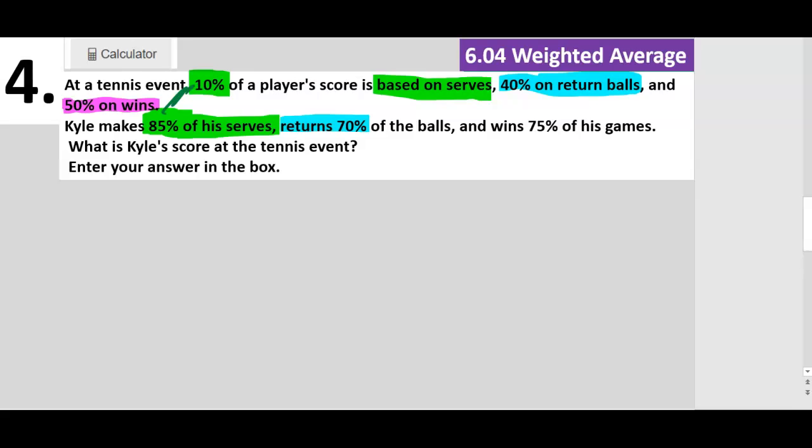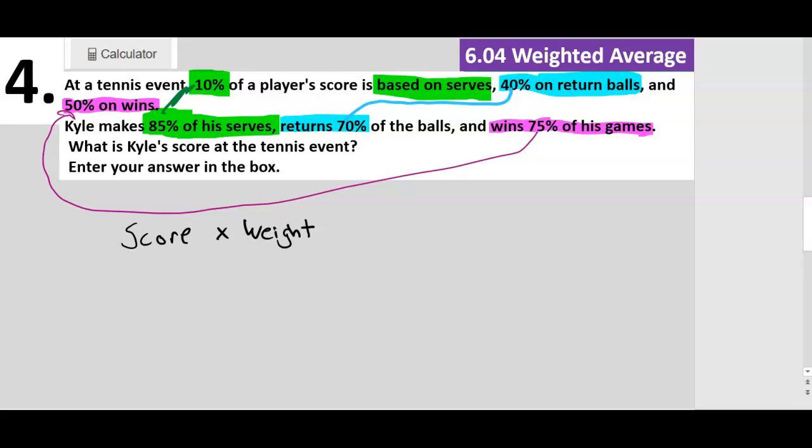And I'm just going to point this out really quick here. 75 here goes with my 40. Now what's left? Wins 75%. Oh, that's a lot of percentages here. 75% wins his games, and that's going to go with the 50. So I'm just going to say, 75 goes with 50.